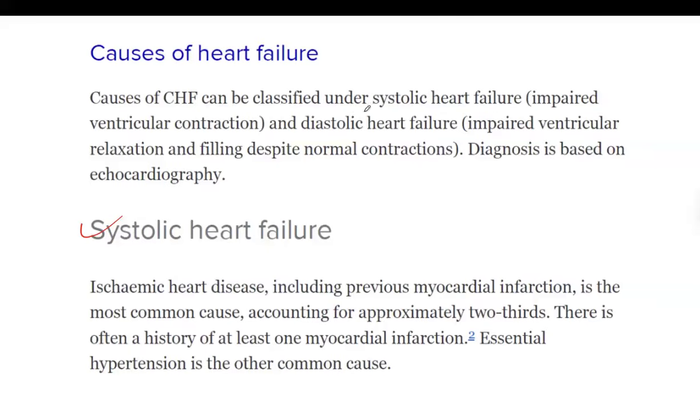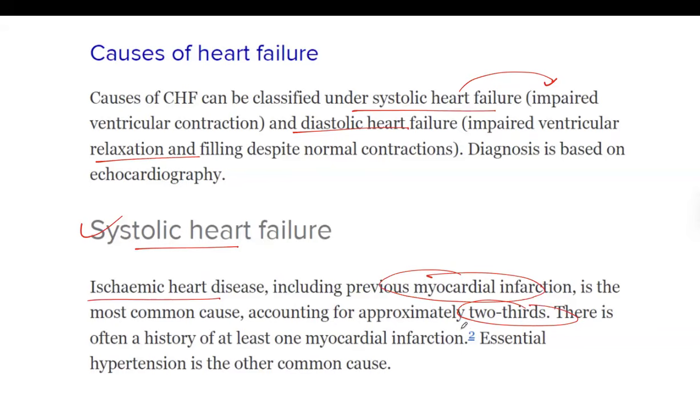So we know there is systolic heart failure. The problem is the pumping action. In diastolic heart failure, the problem is ventricular relaxation. In systolic heart failure, the commonest cause is ischemic heart disease. Approximately two-thirds of systolic heart failure patients have underlying ischemic heart disease or previous myocardial infarction. Hypertension can be a cause.